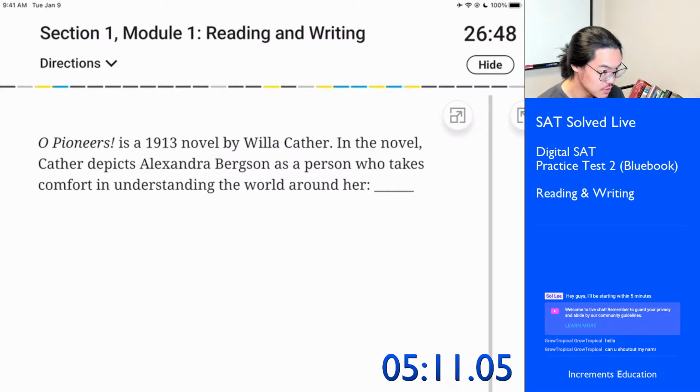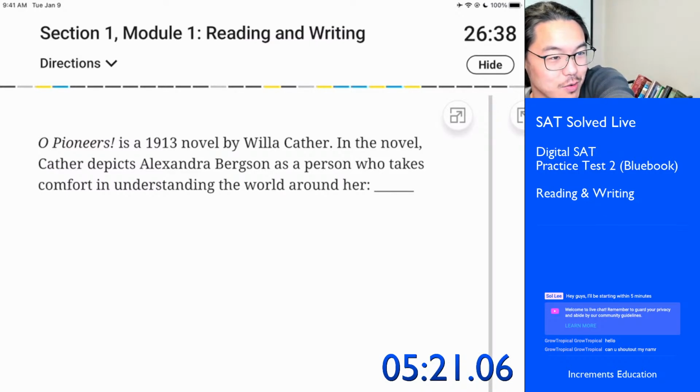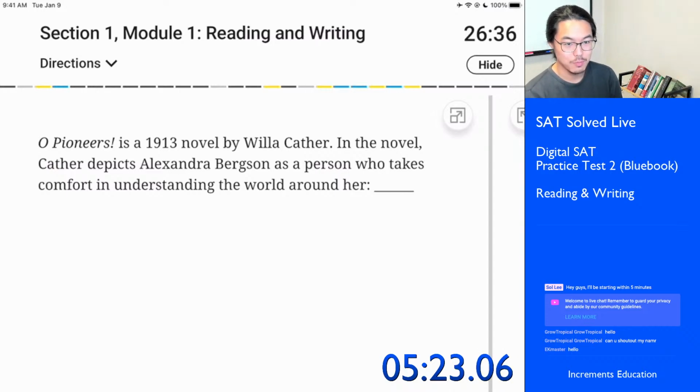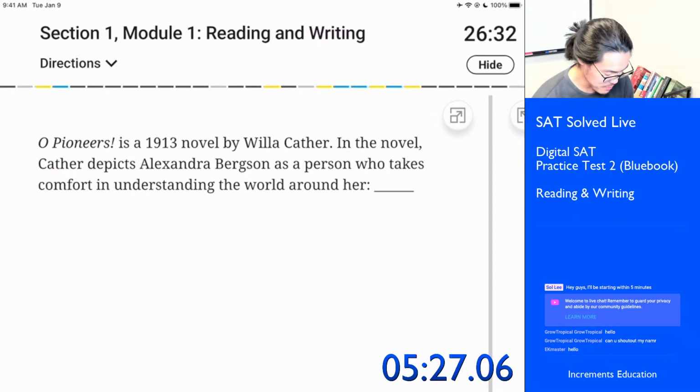Man, this Zoom is so garbage. This Zoom really sucks. Grow Tropical, what's up? Yeah, I can shout out your name. Oh, wait, my camera angle is awkward. Let me just drop that a little bit. EK, what's up? EK, my literary man.